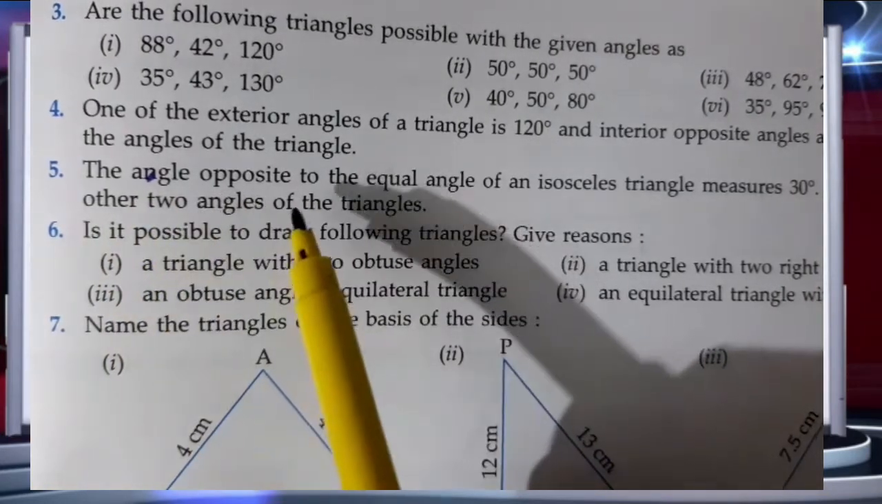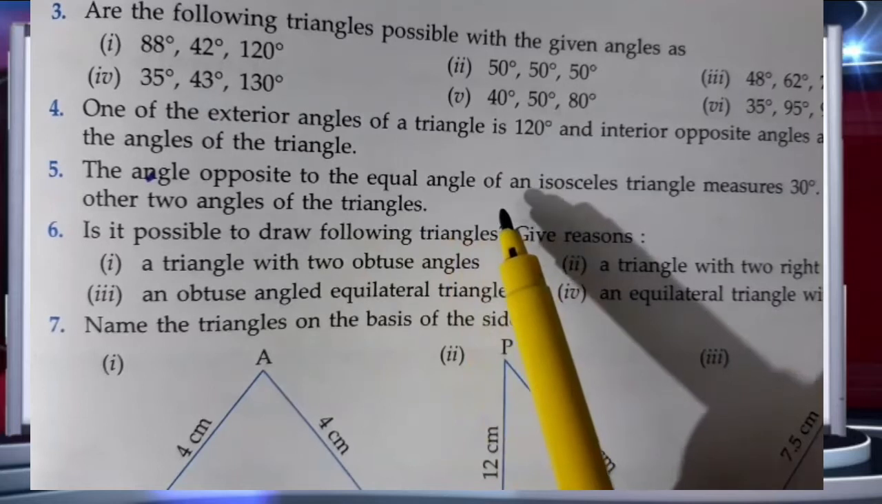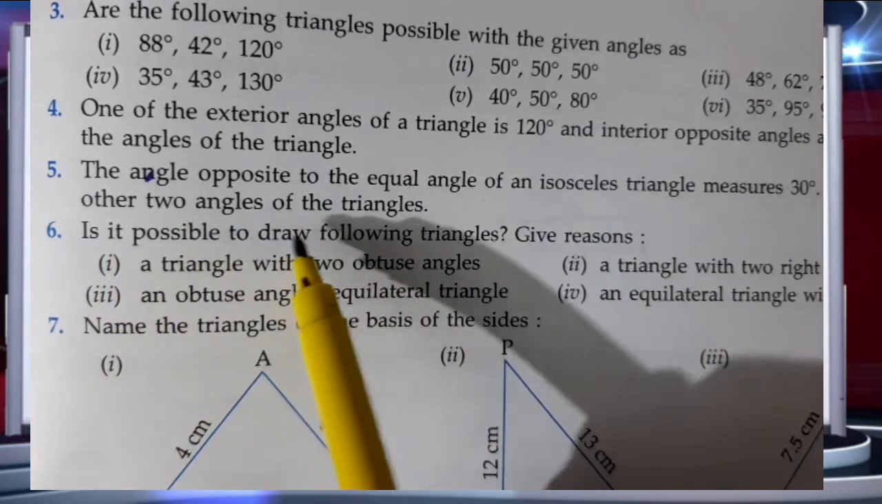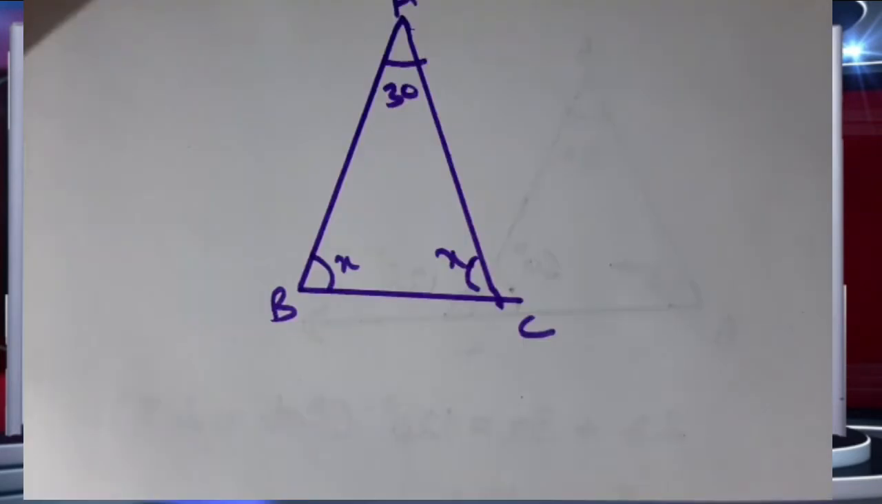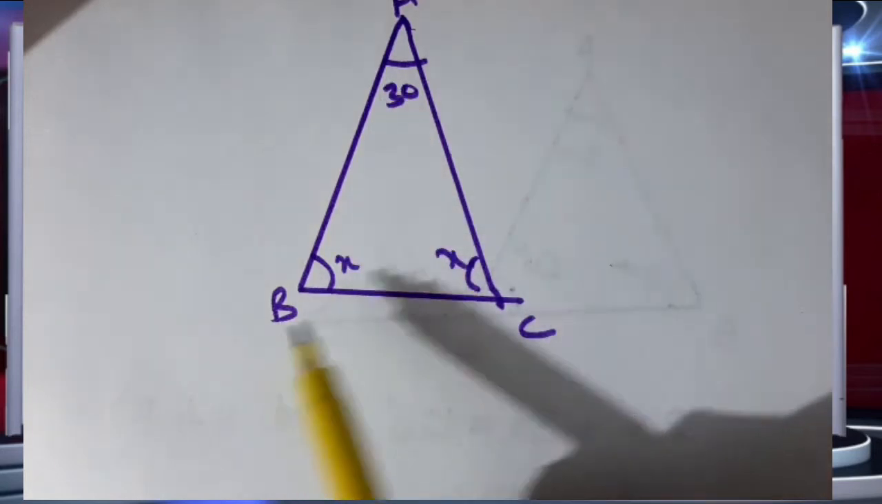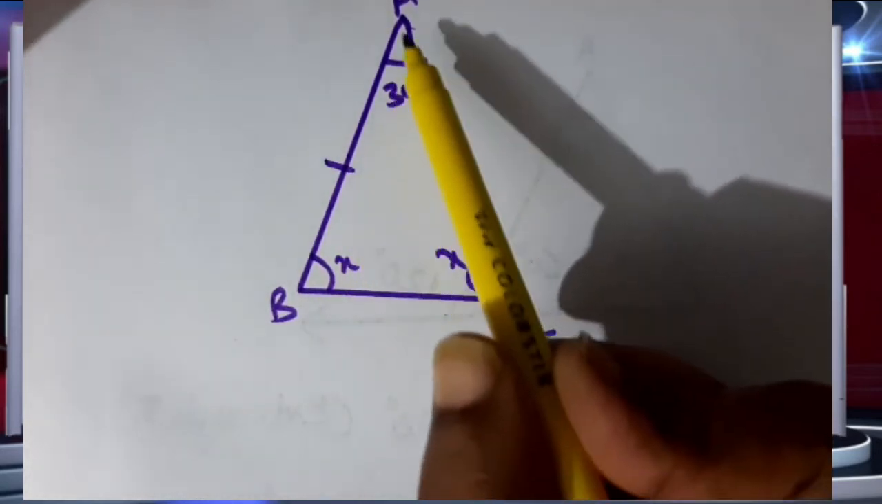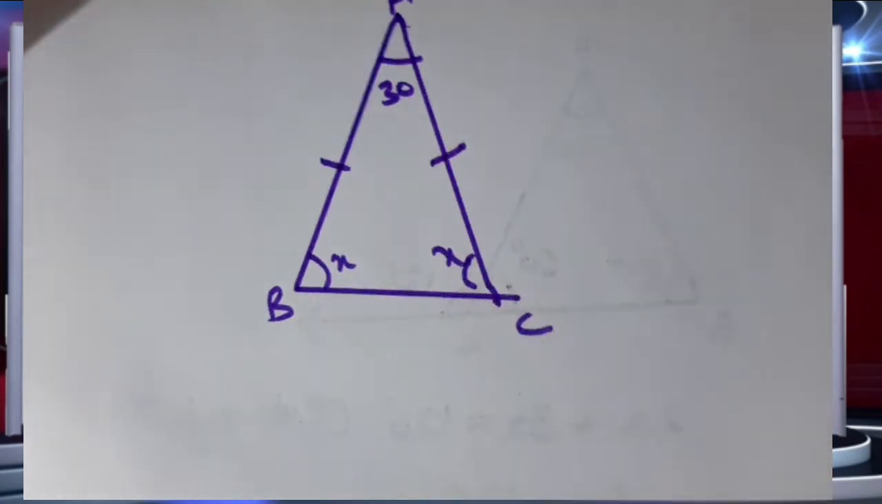The angle opposite to the equal angle of an isosceles triangle measures 30 degrees. Find the measure of the other two angles of the triangle. Here, students, I have drawn an isosceles triangle. Isosceles triangle means two sides should be the same. Here AB and AC are equal.